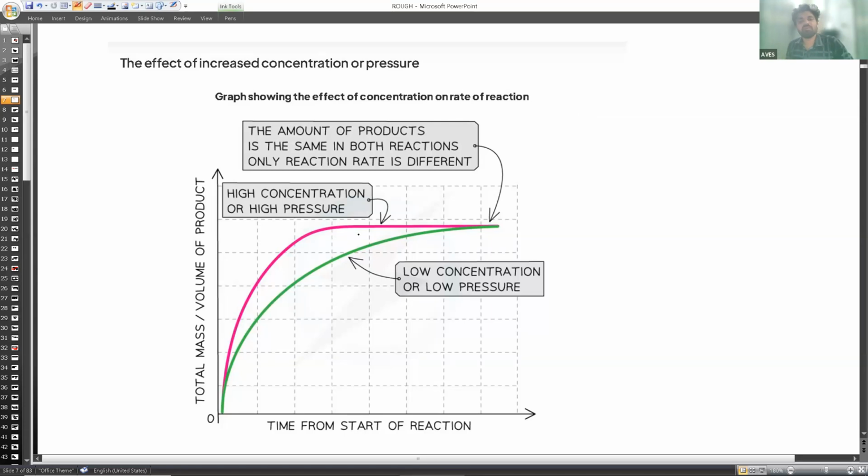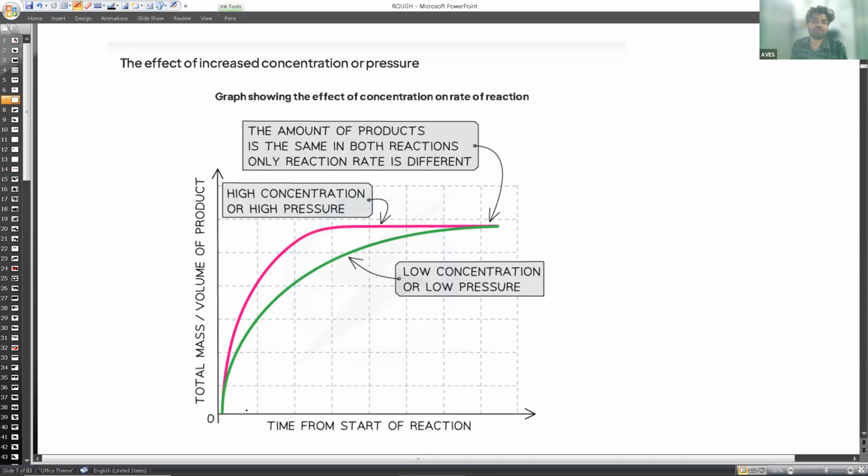If the concentration of the reactant is increased, then we will say that the reaction will move forward. Otherwise it will move backward. If the product concentration is increased, then it will shift backward. So what it is showing here is that the higher the concentration or pressure.